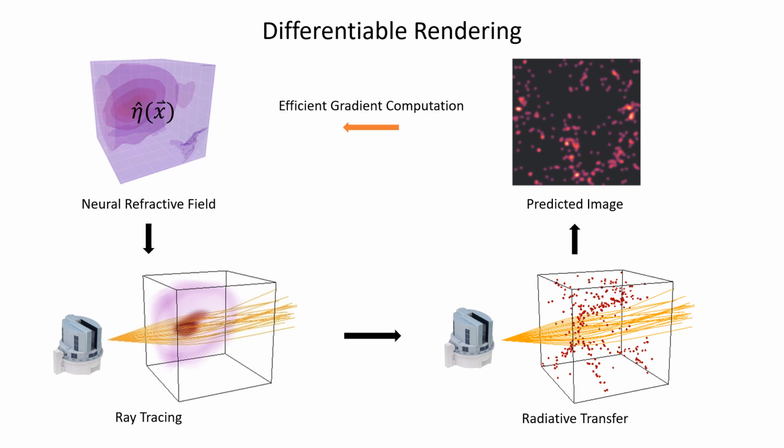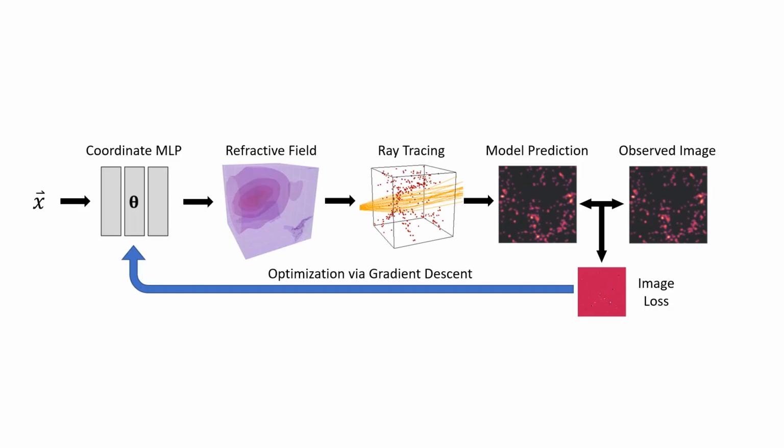Our model is fully differentiable, allowing us to efficiently compute gradients of the pixel values with respect to the neural field parameters. The full model optimization pipeline is shown here. Throughout training, we use an image loss of the predicted image from our neural refractive field against the true observed image to optimize the weights of the neural reconstruction using gradient descent.